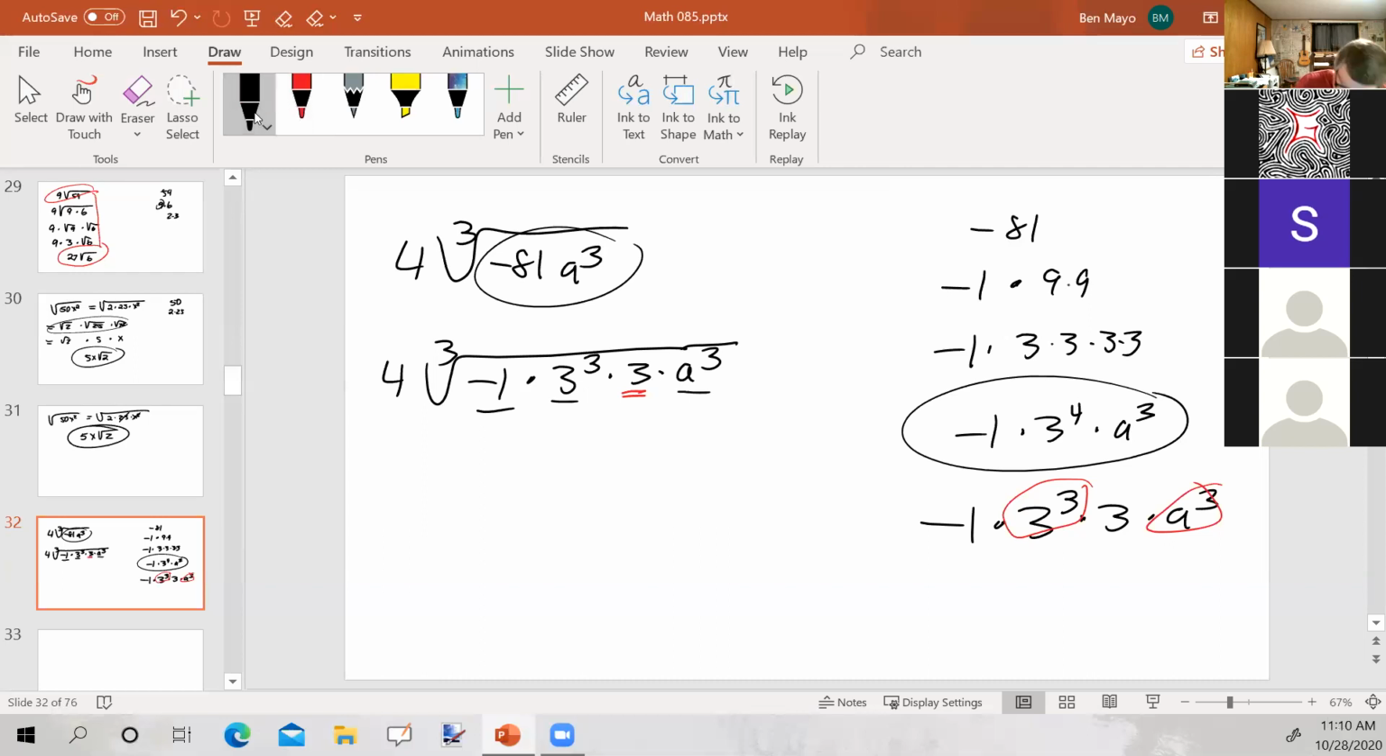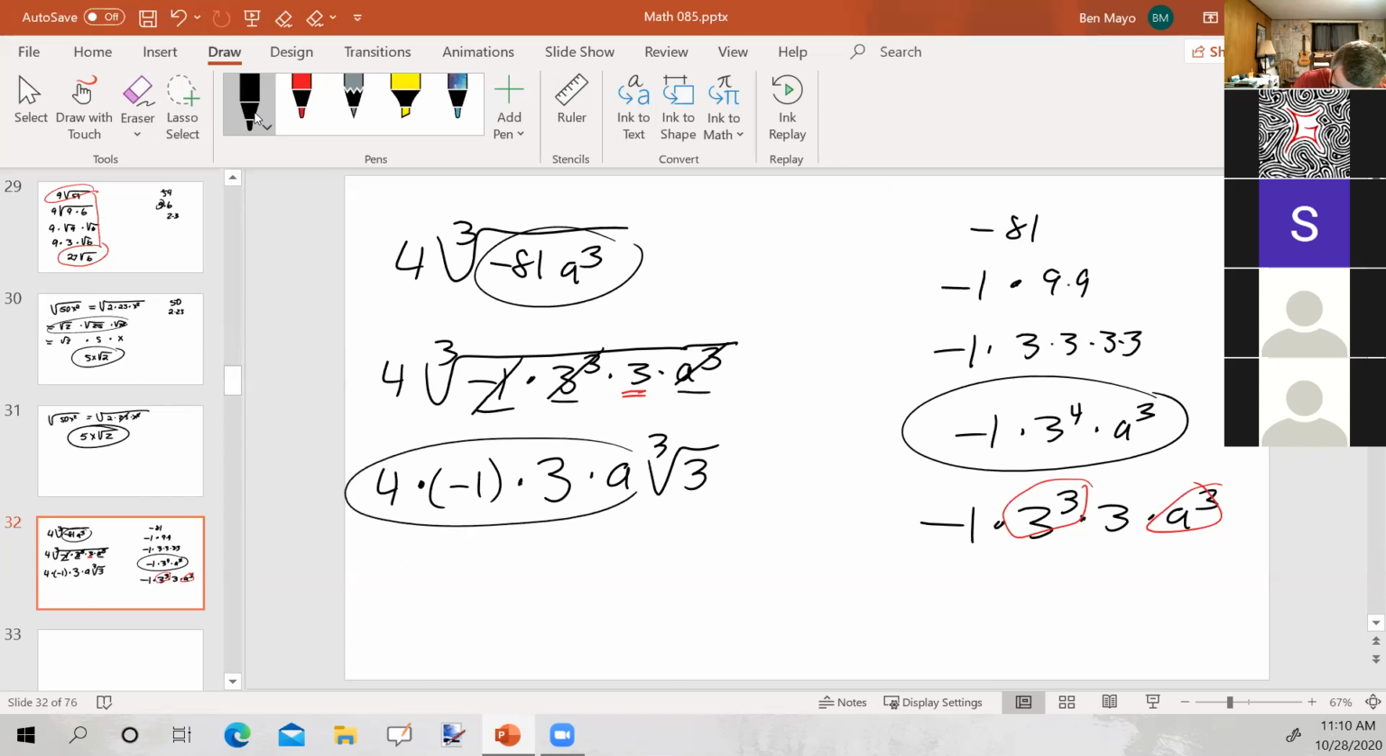All right. So I've got the 4 that's outside already. What's the cube root of negative 1? That's negative 1. What's the cube root of 3 cubed? That's 3. What's the cube root of a cubed? That's a. What's left inside? The cube root of 3. So I'm going to multiply that all together, negative 12a times the cube root of 3. So I've got cubes and leftovers. I'm going to uncube the cubes, kick them outside, and then the leftovers are inside. All right with that.